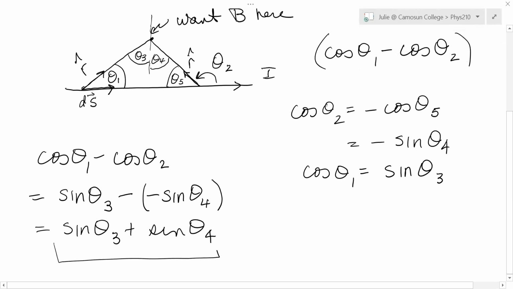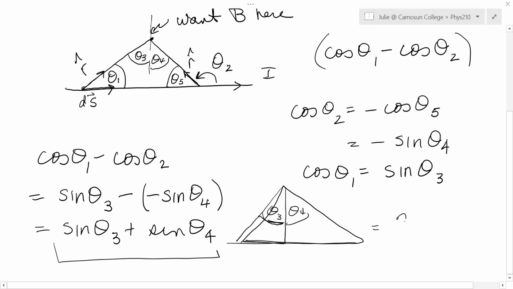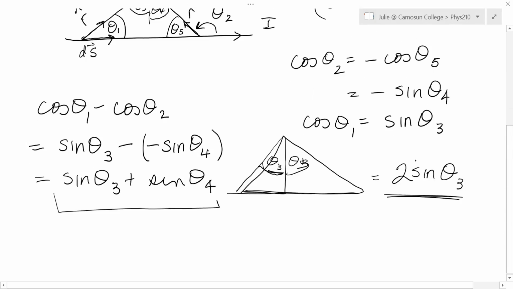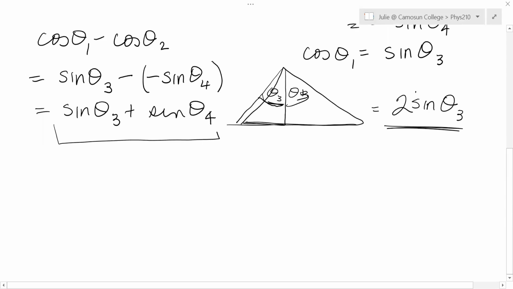Now, if it's a perfectly symmetric situation, whoops, that doesn't look very symmetric, but if these two lengths are equal to each other, if these two angles are equal, like if theta 3 equals theta 4, then you just have 2 times sine theta 3. Okay, and that's what Mastering Physics is expecting. Okay, that's the Biot-Savart law.